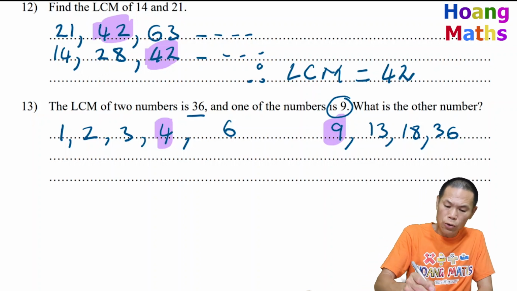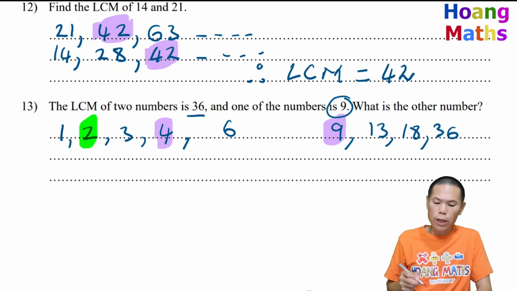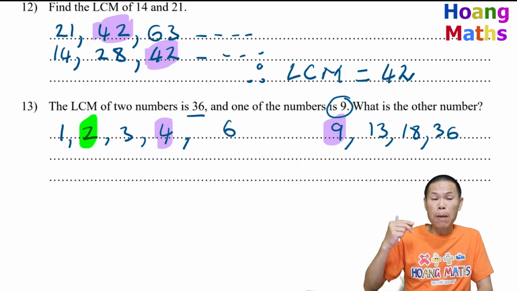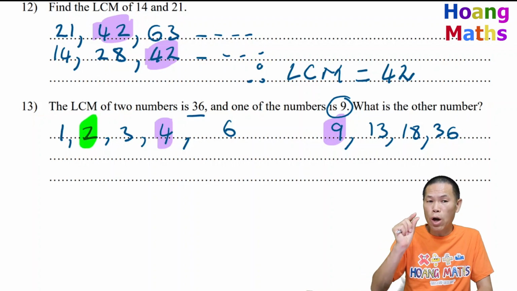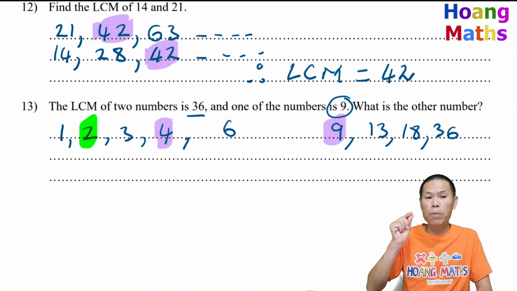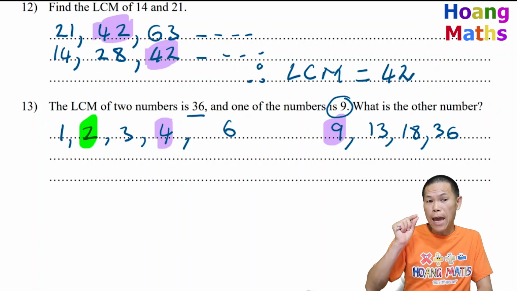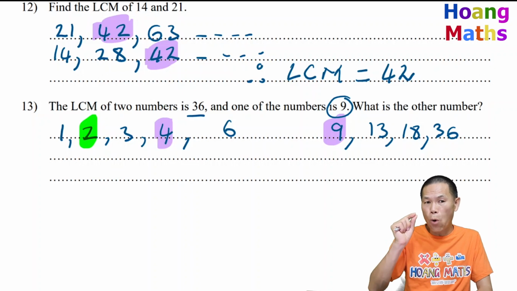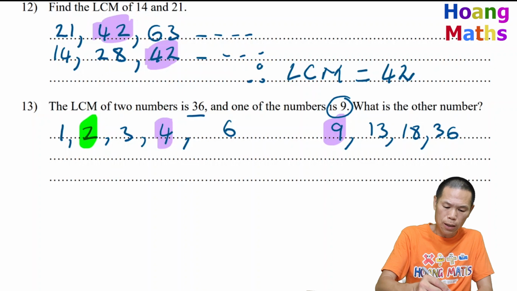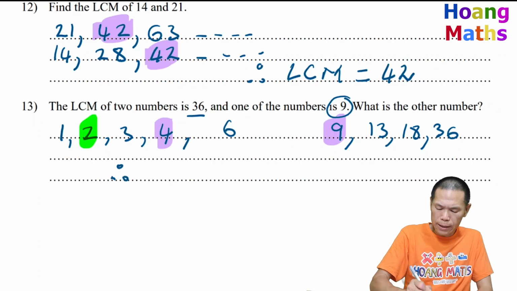You know that 2 is also a factor of 36, but 2 is not the number, because the lowest common multiple of 2 and 9 is 18. So keep that in mind. We need the lowest common multiple of 9 and a number that gives us 36. So the lowest common multiple of 4 and 9. Keep that in mind. So therefore, the answer is 4.